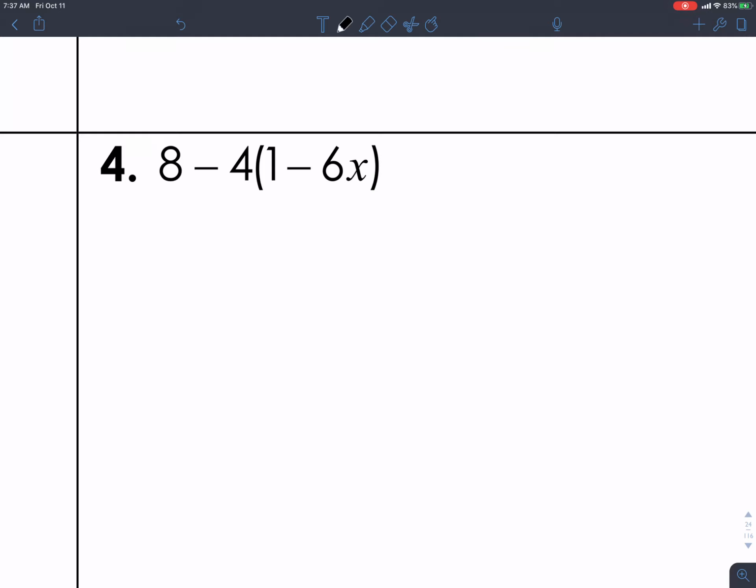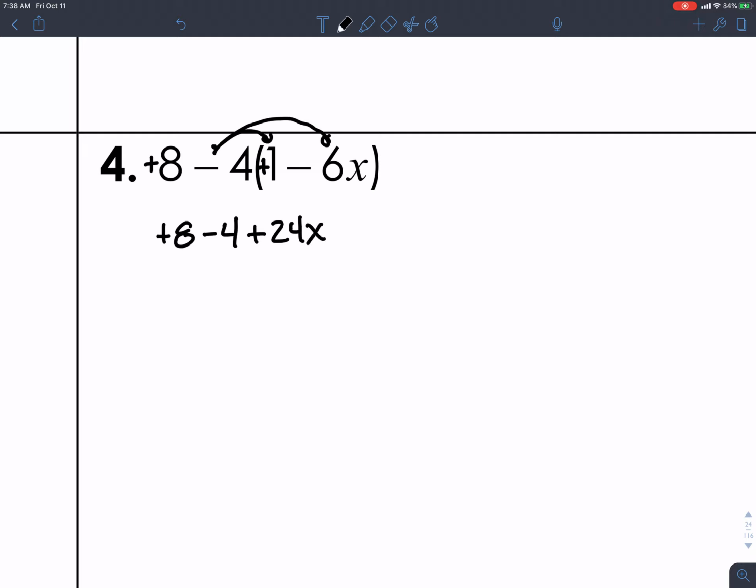Exponents, there are no exponents. Multiplication, well, we've got a negative 4 times, again, that's a positive 1. What's negative 4 times positive 1? That's negative 4. This is a positive 8, so let's put the positive 8 out front. Negative 4 times positive 1 is negative 4. Negative 4 times negative 6x, negative times a negative is a positive. 4 times 6 is 24x.